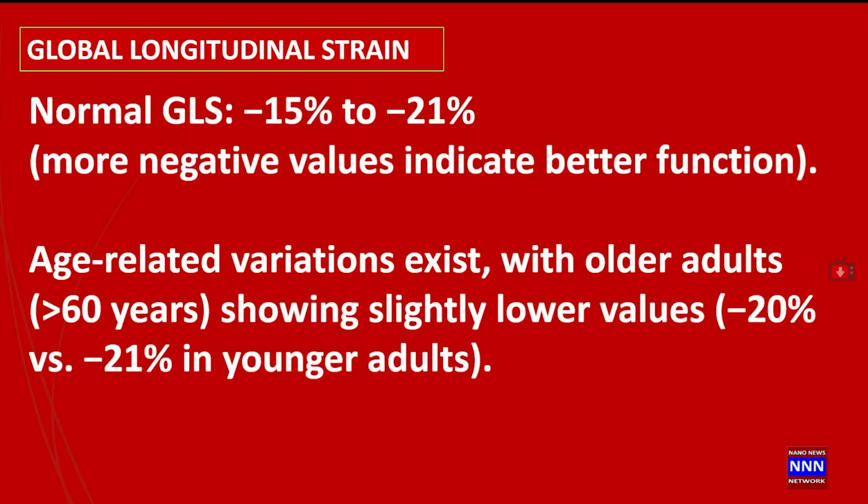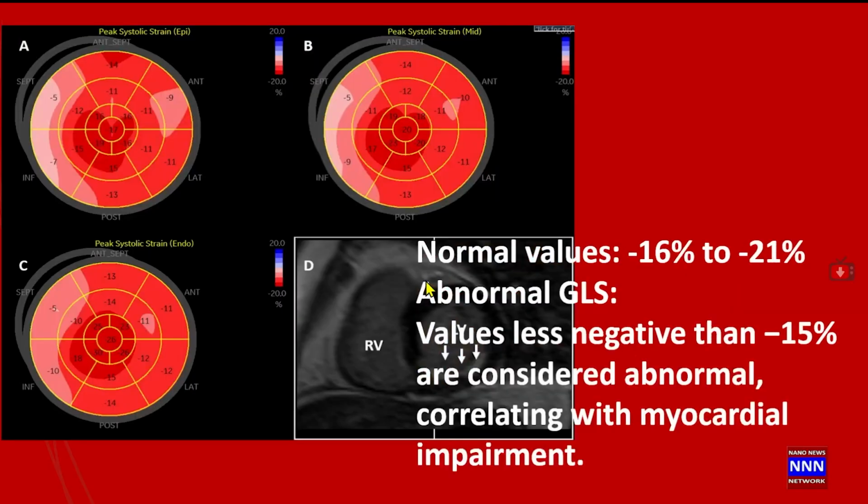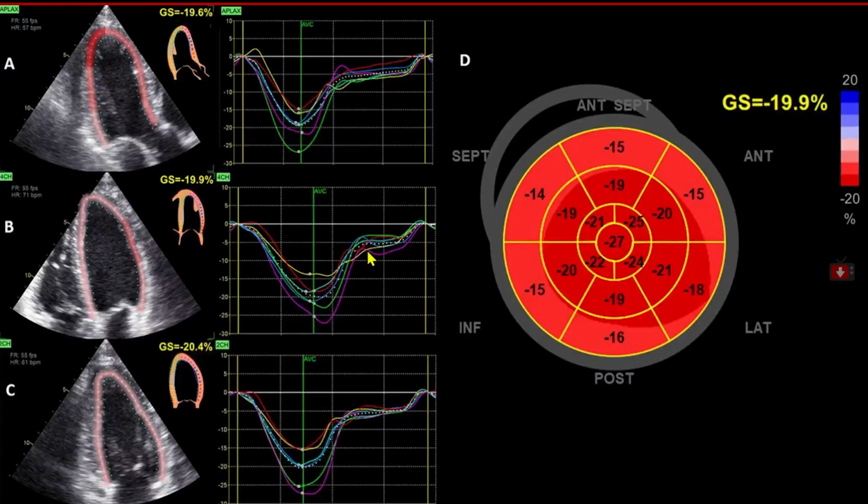Okay, so what are the normal values? Before we get into this, let us see if I can get a picture of this. How do we measure the longitudinal strain? The way it is measured is when you do a 4-chamber view or a 2-chamber view, you can see the walls which are shown on the 2D echocardiography.